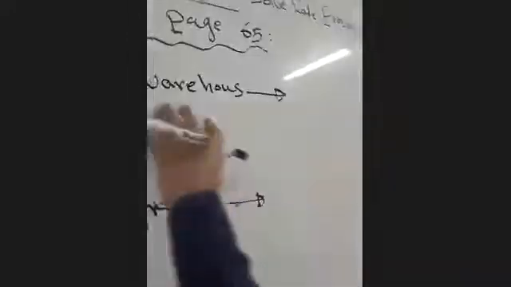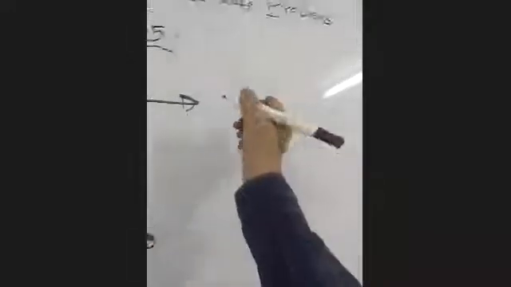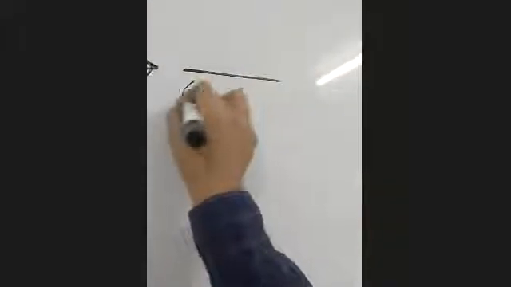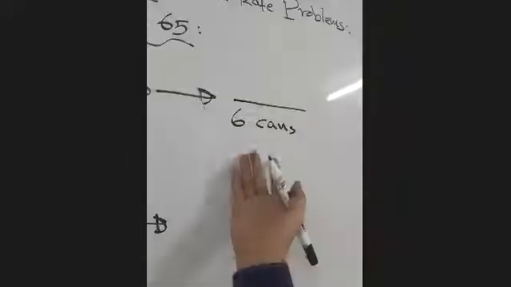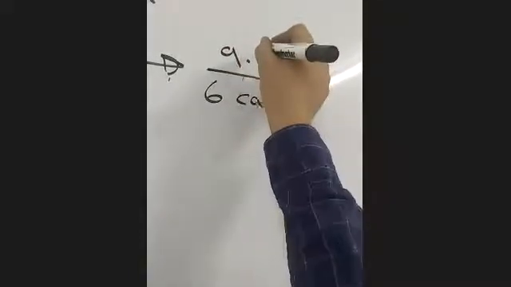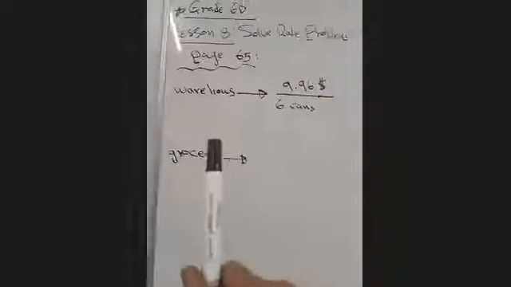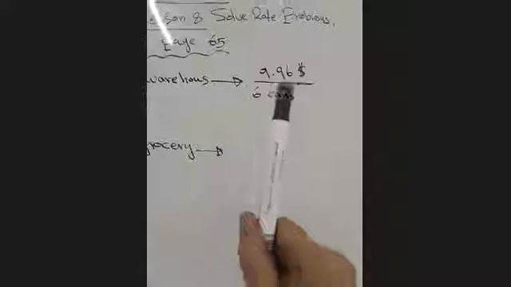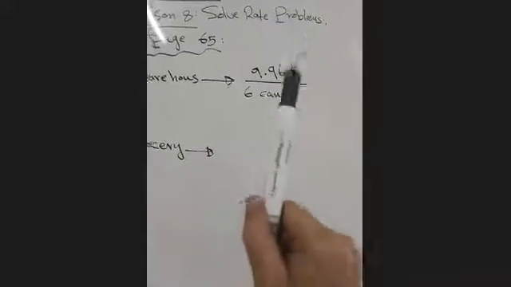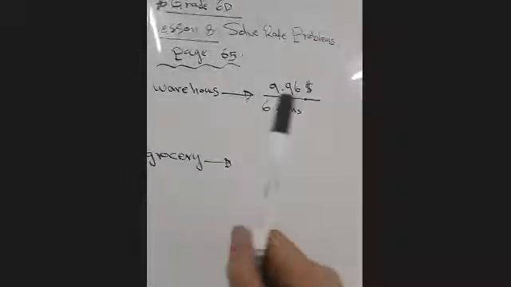The first one we call it warehouse, and the second one the grocery house. In the warehouse, guys, the price of 6 cans, 9 point what? 96. 96 what? Dollar. Again, in the warehouse, guys, the price of 6 cans is how many dollars? $9.96. From where I get this rate? From the question.